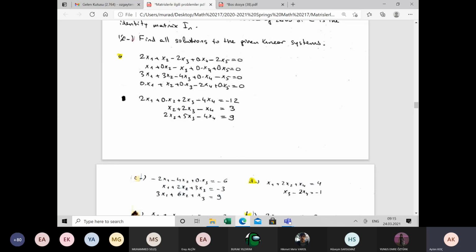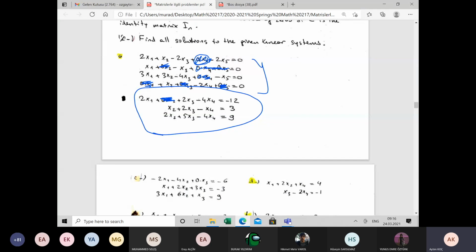But here, the coefficients are 0. This one is 0 because 0. Also this one is 0. Don't write this term, it's okay. And this one is homework. Let's solve this one.